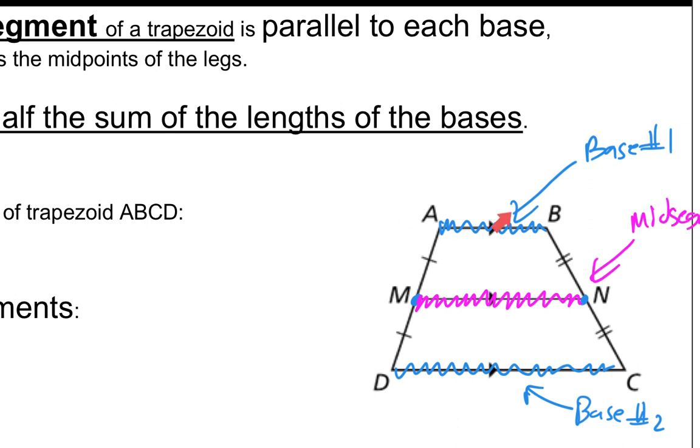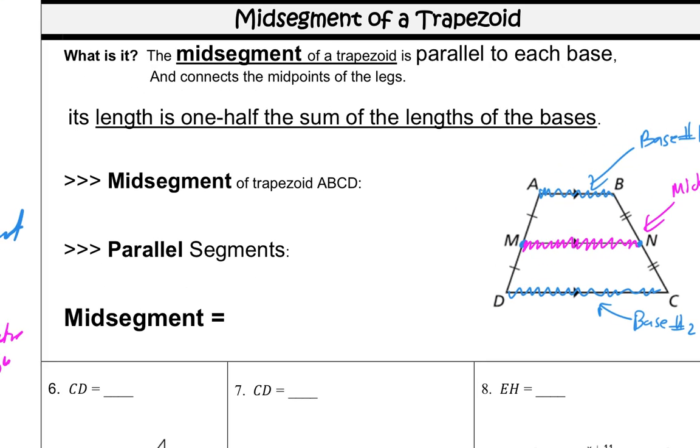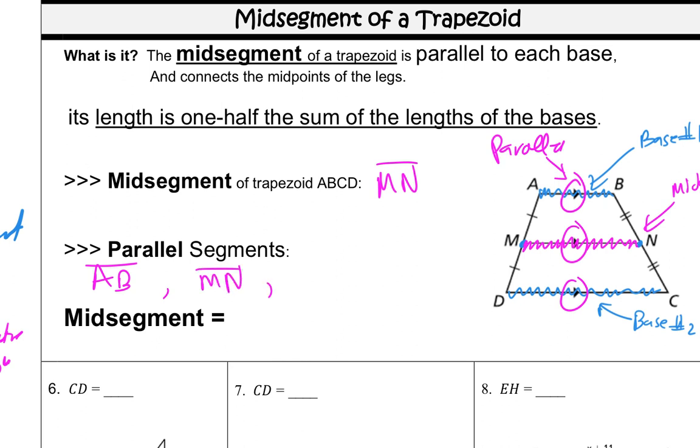So we have the base on top, the base on the bottom, and then the mid-segment. The mid-segment of this trapezoid would be called MN. The parallel segments, we have 3 of them. This one is parallel to this one, which is parallel to this one. That's the symbol we see right over there, which means parallel. So the parallel segments are AB, MN, and DC.